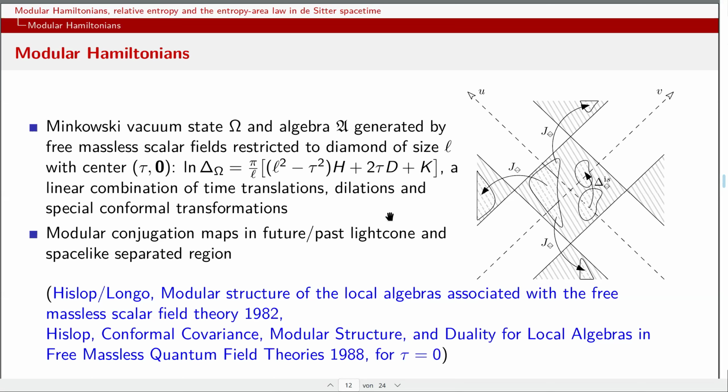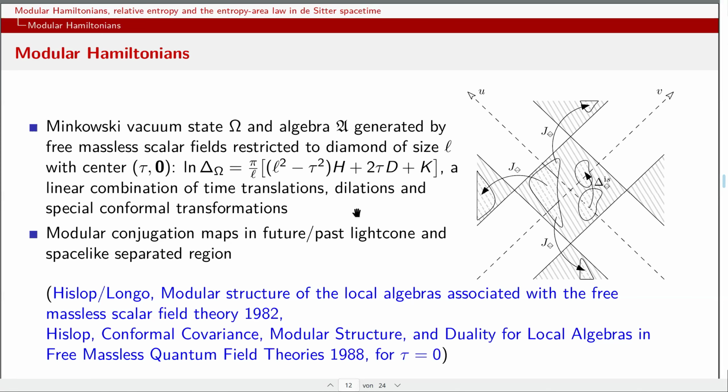So if you look at the modular flow, that means if you have fields in some region here, the modular flow maps it further up the cone, the diamond. And the modular conjugation does strange things. So it maps you partially in the future light cone, partially in the past light cone, and partially in some space-like separated wedge. You might wonder why all these conformal generators appear.